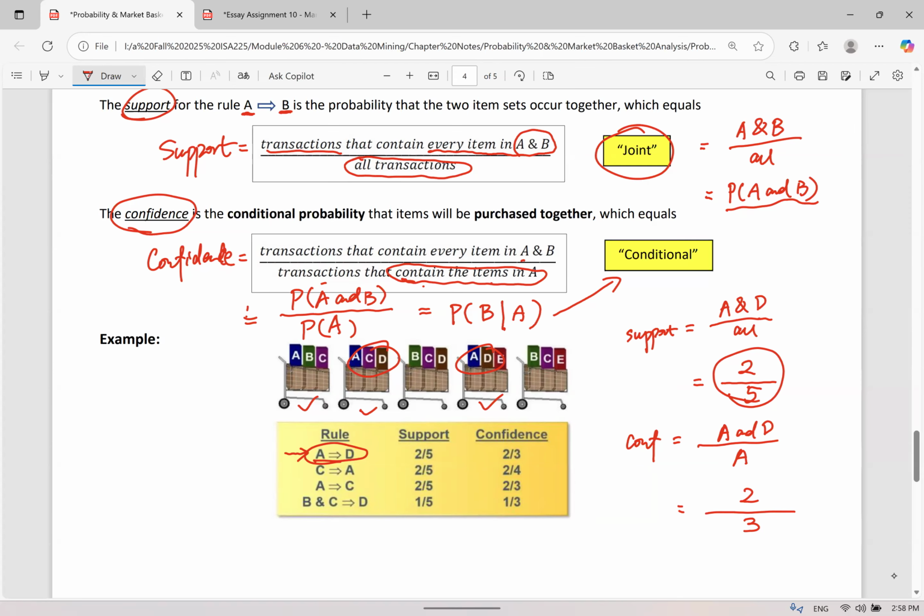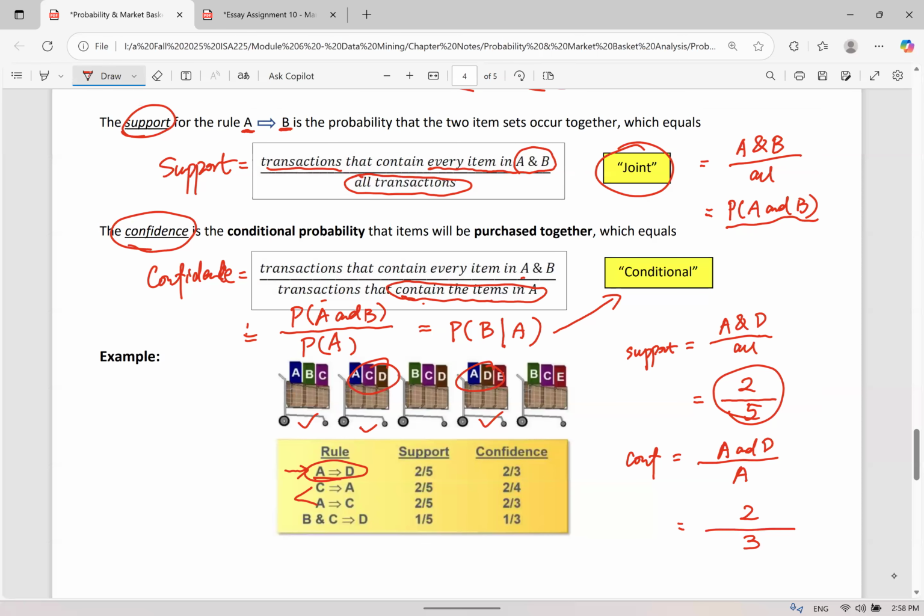Got it? All right, so I will give you, let's say, 5 minutes to try the other 2. And if you're done, you can continue to think about the last rule.